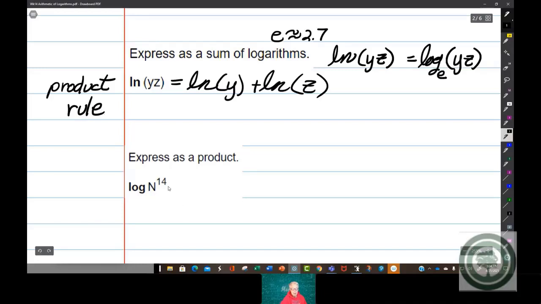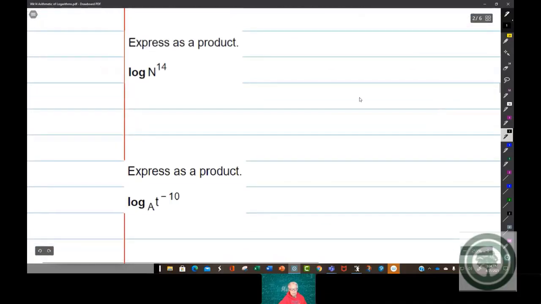And here we have the power rule. Log, no base, base 10. If you don't see a base down here, then the log is log base 10. The log of n to the 14th power equals 14 times the log of n. Period. The power rule.